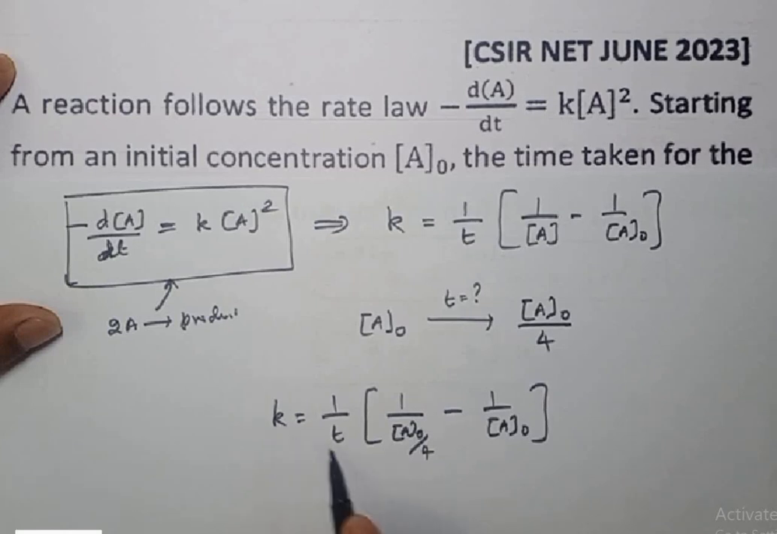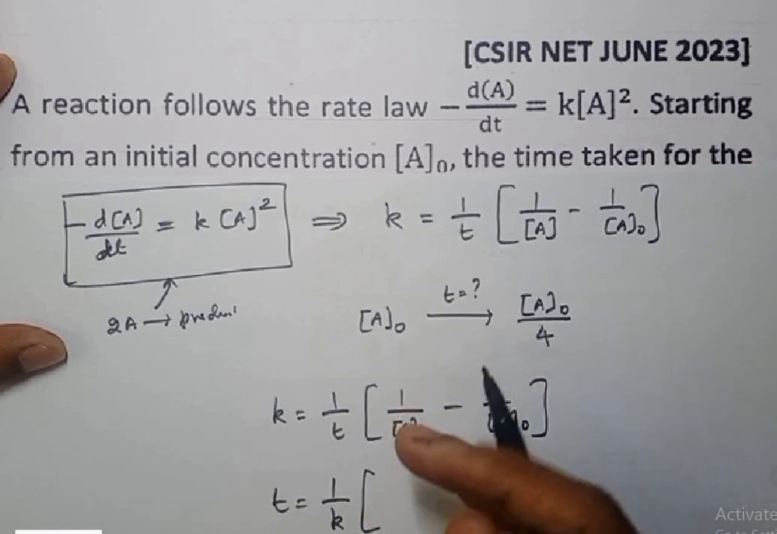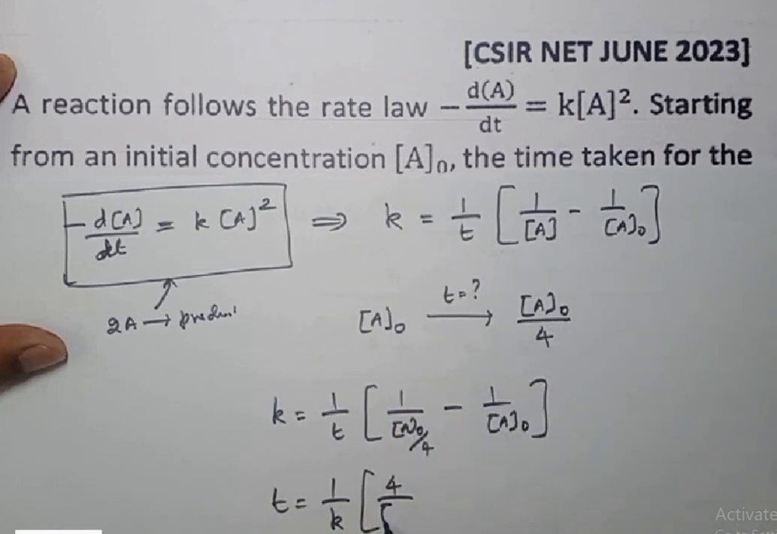So bring the t here and k here. So t is equal to 1 by k into, now I'll just take the reciprocal of this, I'll get 4 by A naught minus 1 by A naught.